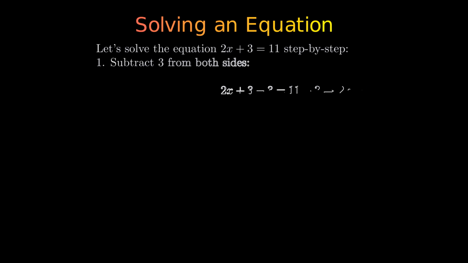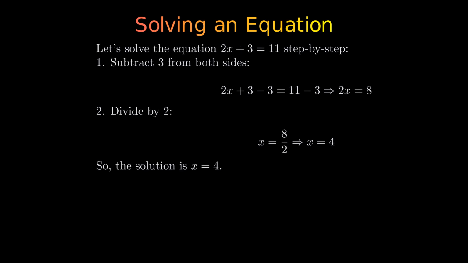Let's solve the equation 2x + 3 = 11 step by step. 1. Subtract 3 from both sides. 2x + 3 - 3 = 11 - 3, so 2x = 8. 2. Divide by 2. x = 8/2, so x = 4. So the solution is x = 4.